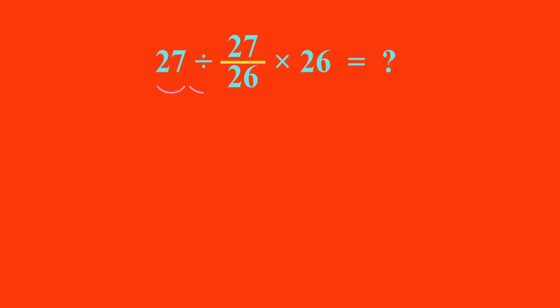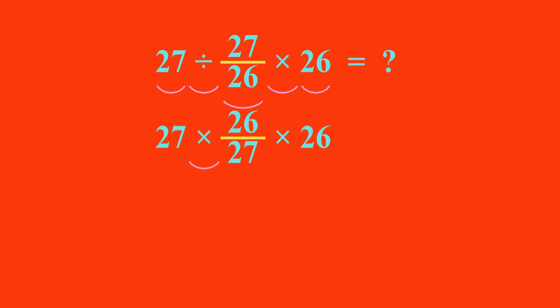27 divided by 27 over 26. To do this division, write down the 27, then change division to multiplication and flip this fraction to 26 over 27. And here again, we have times 26. Now we have this new problem.